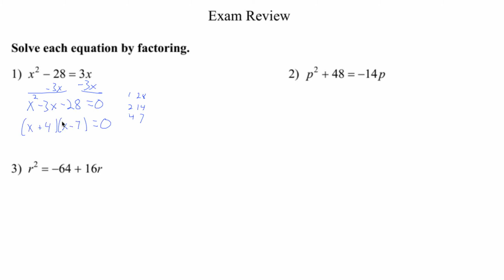And now that we have it factored, remember all we have to do is we have two things that multiply together equal 0, so x equals negative 4 or x equals 7.